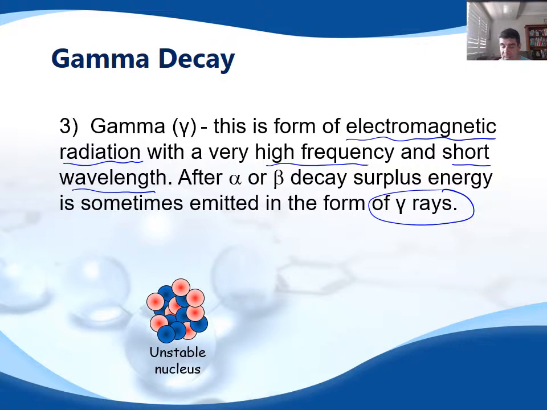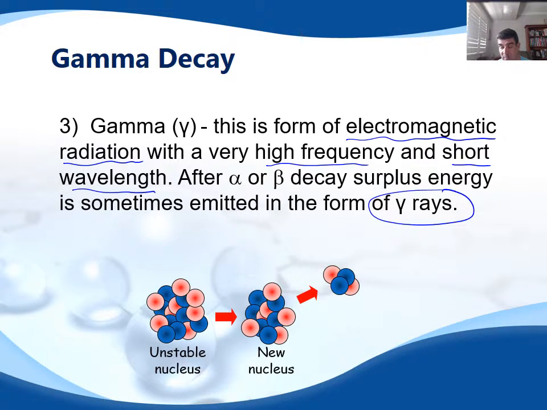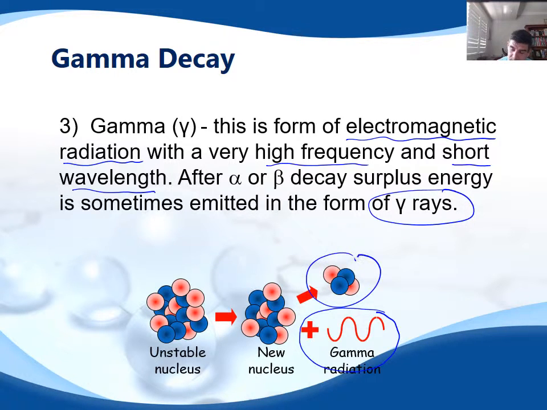So here we have an unstable nucleus which is producing a new nucleus which may release something like an alpha particle and may also be accompanied by some gamma radiation. Now, the release of gamma radiation itself is not associated with a change in the actual nature of the nucleus itself because it has no charge and no mass. But if it accompanies something like an alpha decay, then obviously there will be a change in the nucleus.